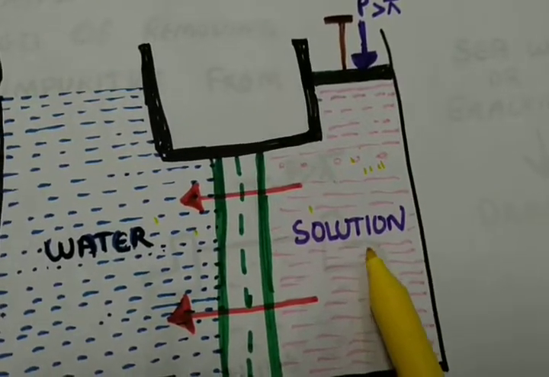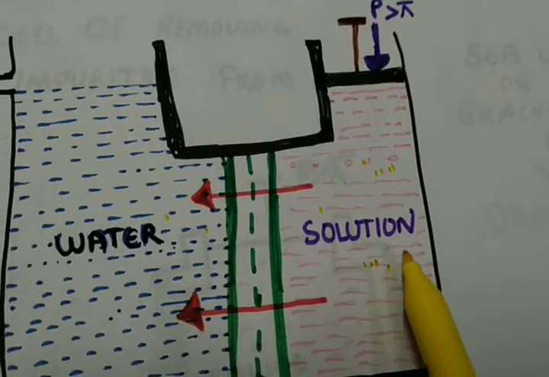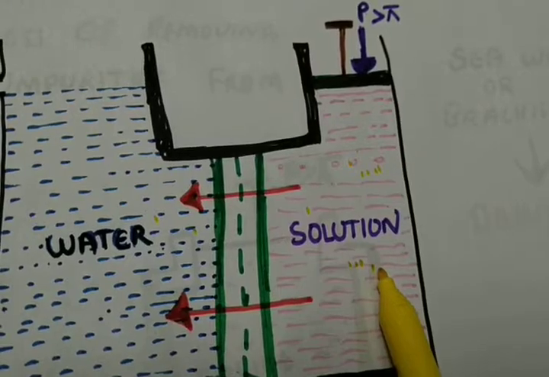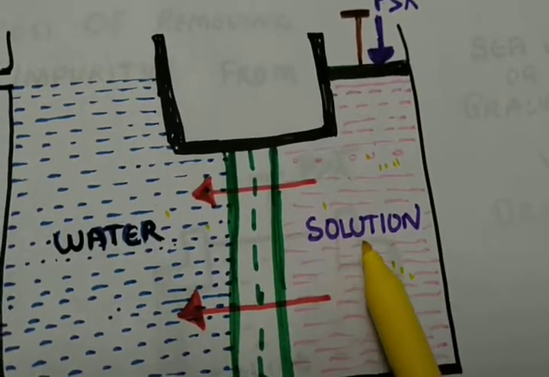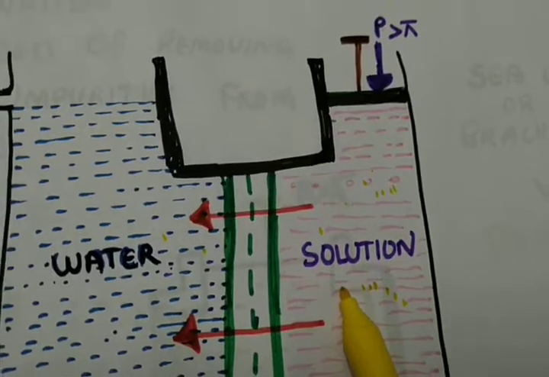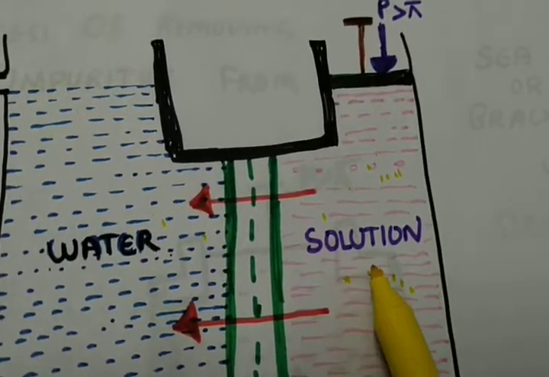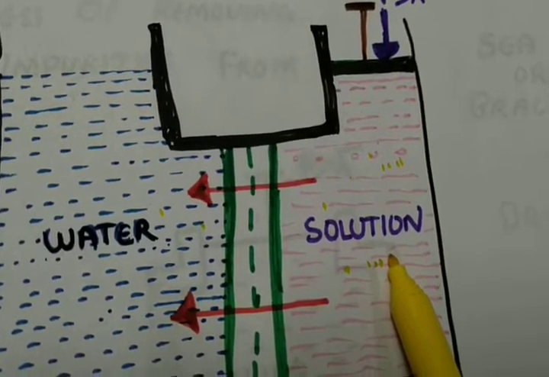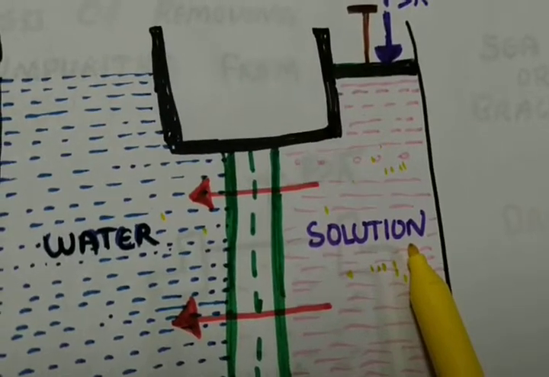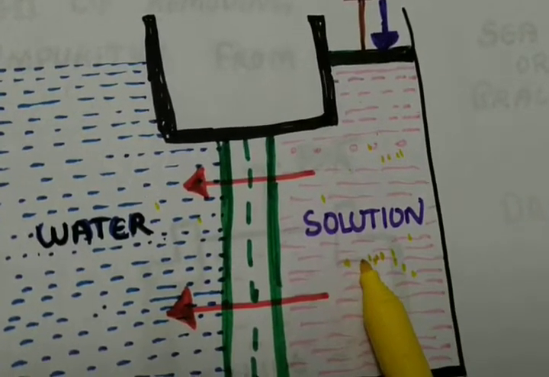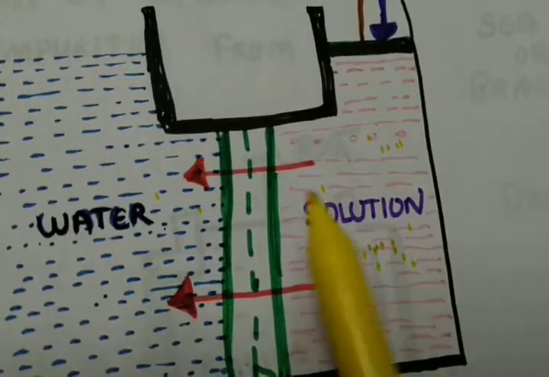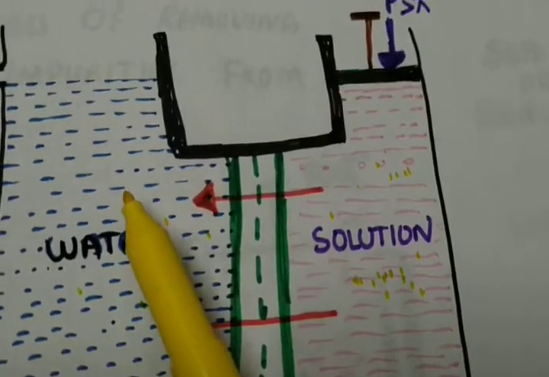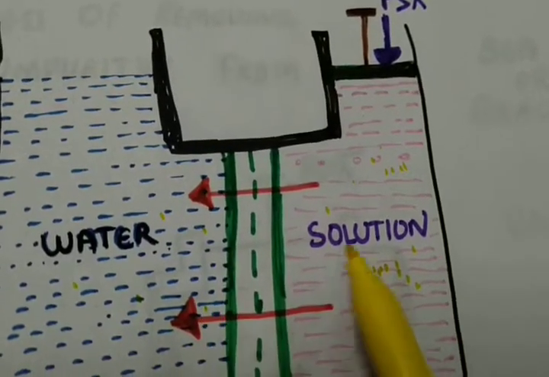Here we take saline water or any solution. If sugar solution is taken here, for example, then the solvent particle is water and the solute particle is sugar. Only the solvent is passed from this part to this part. So fresh water will increase due to the reverse osmosis process.